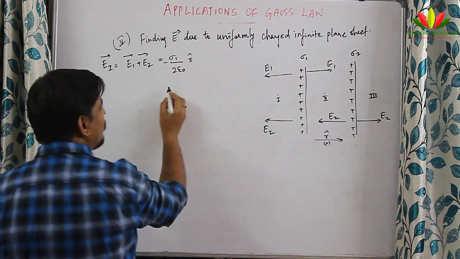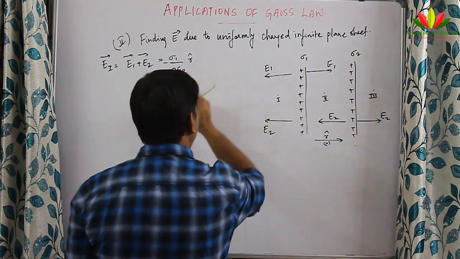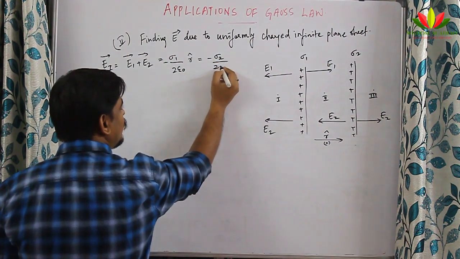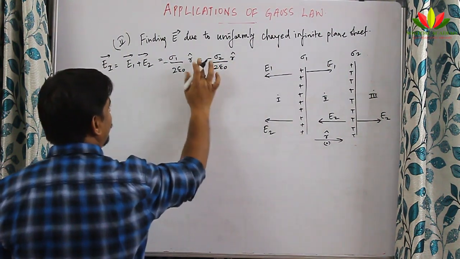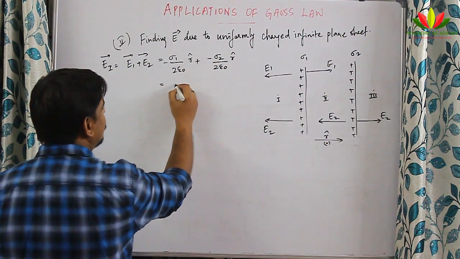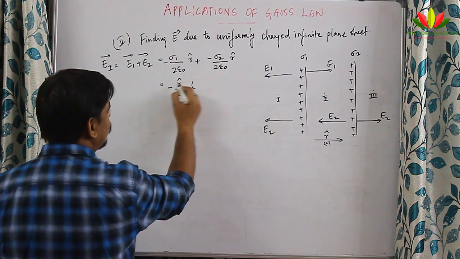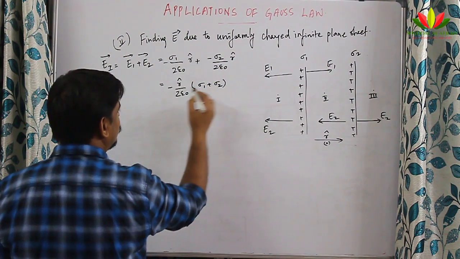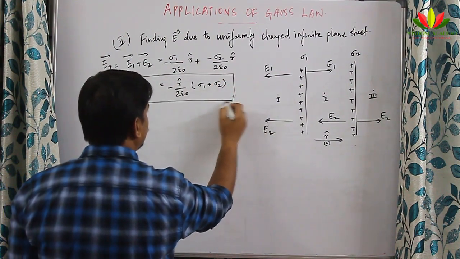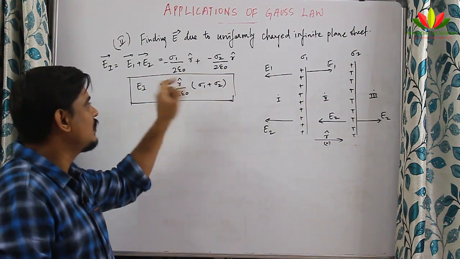Why have I written minus here? Because the direction left to right is positive, but E1 is from right to left. In the same way for E2 also it will be minus sigma 2 by 2 epsilon naught R cap. So if I take R cap by 2 epsilon naught common, and minus also, and take common sigma 1 plus sigma 2, this is the value of the electric field at the first point. So the electric field at the first point will be minus 1 by 2 epsilon naught, sigma 1 plus sigma 2, into R cap.